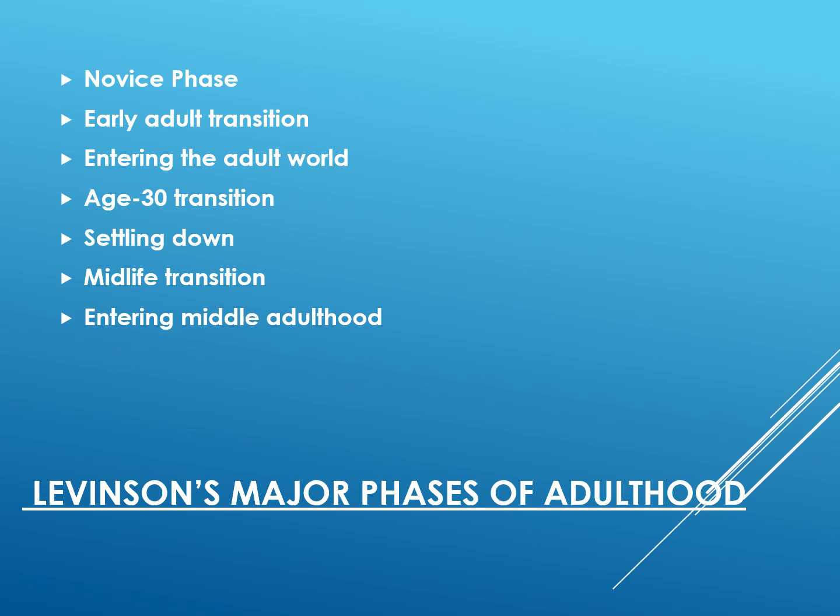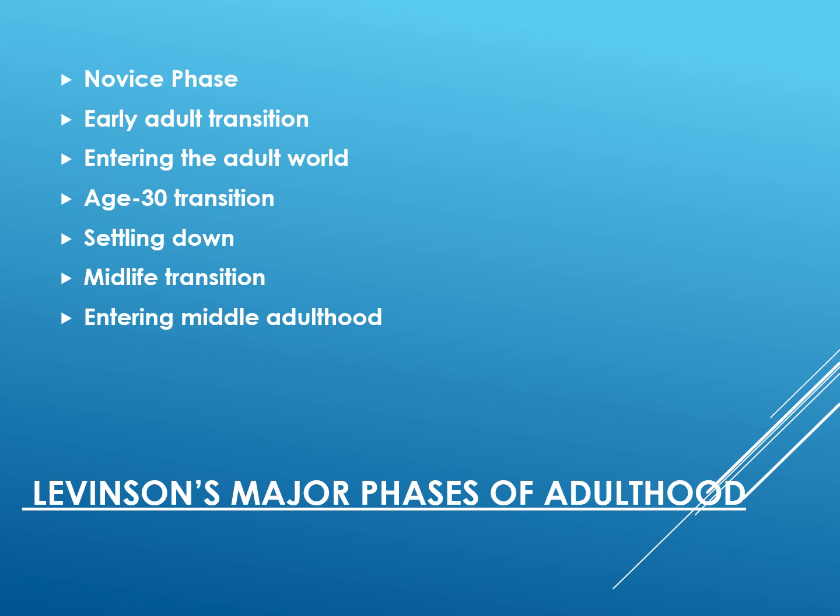Then we have our age 30 transition, and this represents a transitioning time ending around age 33, during which the overriding task of the novice phase is to establish a place in the world and create a viable, suitable life structure. This is a time to reflect, and it allows for reconsideration of choices and opportunities to make changes.